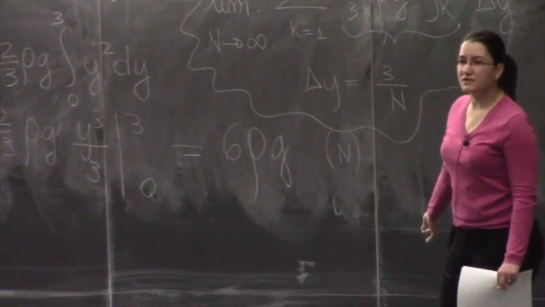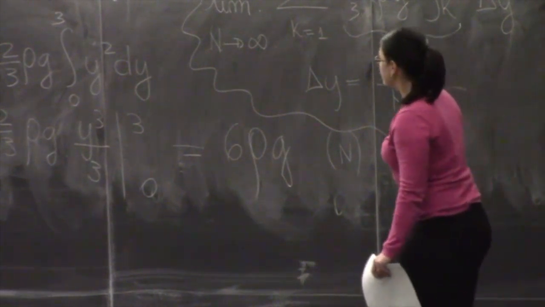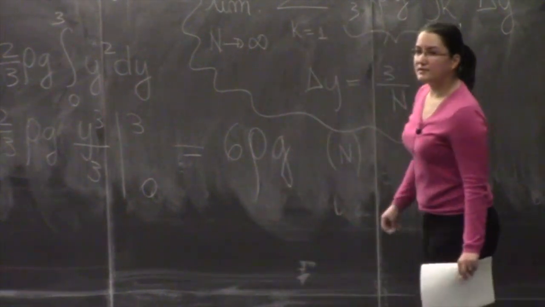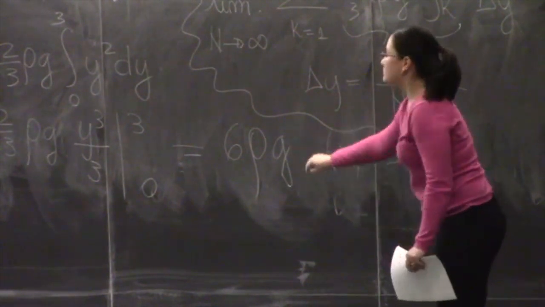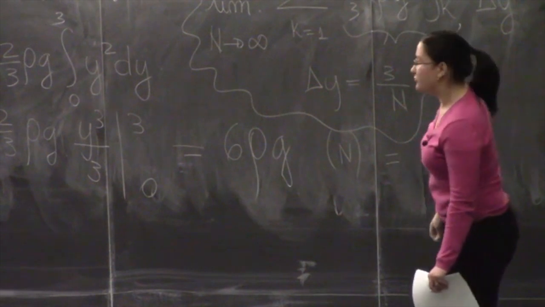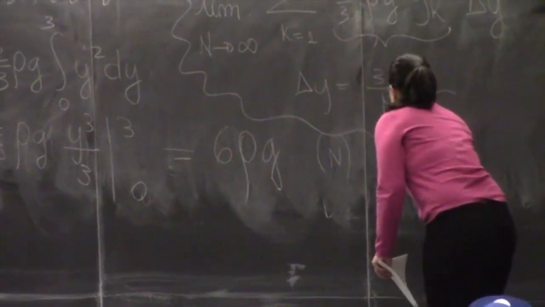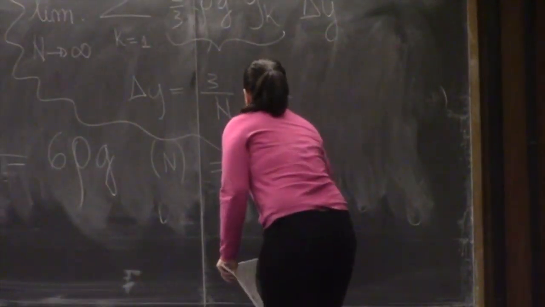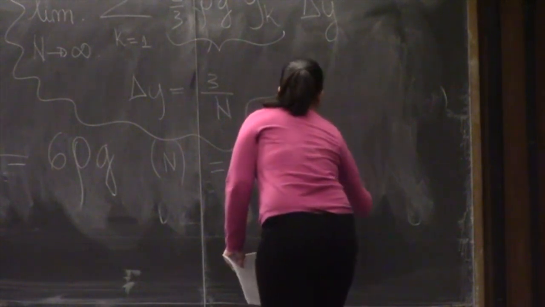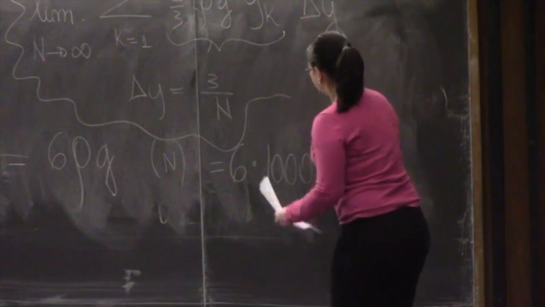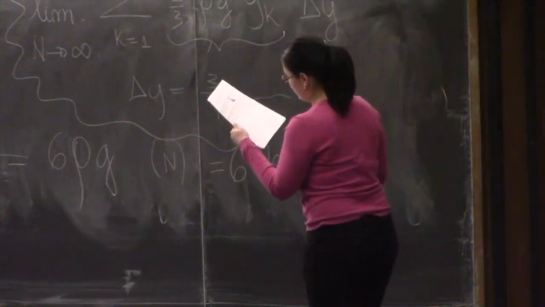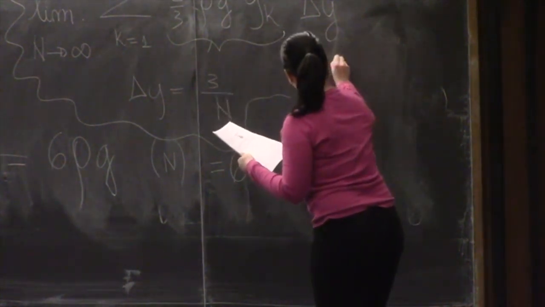And now I've got to turn it into an exact computation. The density of the water is 1,000. The constant of gravitational acceleration is 9.8. So I've got 6 times 1,000 times 9.8. And I get something which is 58,000.